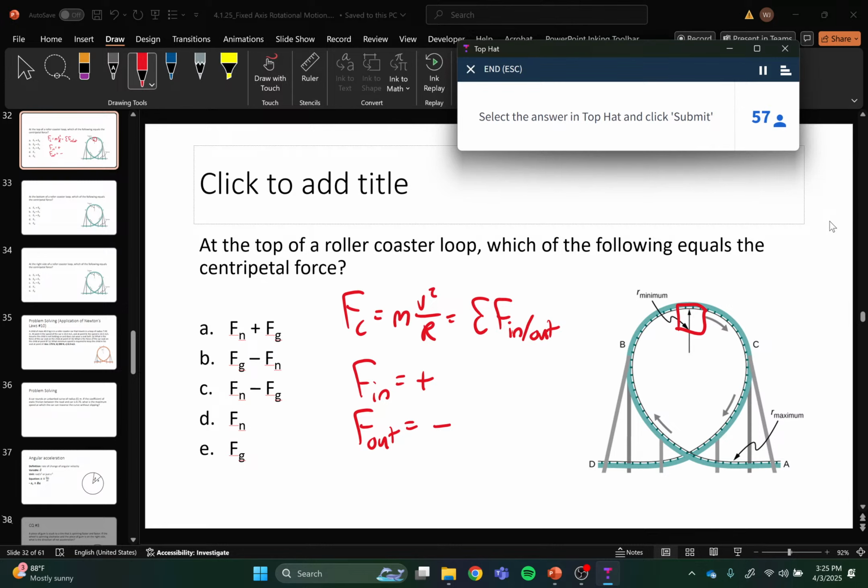All right, we'll do like 30 more seconds. Might be too much time. All right, like 10 more seconds. All right, we'll close this out in 5, 4, 3, 2, 1.